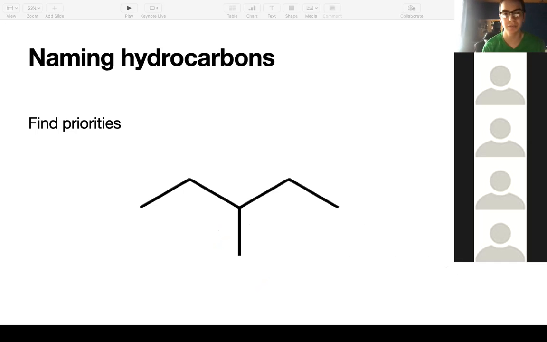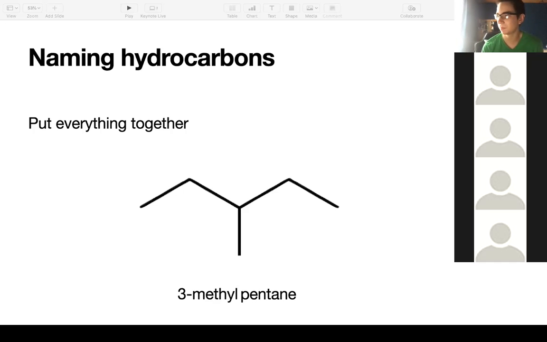So our parent chain is always going to go last, or to the far right of the name. And since we only have one other thing, that's going to be first. So we put pentane and then 3-methyl right in front of it. So the name of this compound is 3-methylpentane. Not too bad. Any questions on this? Hopefully it's a little bit more clear.